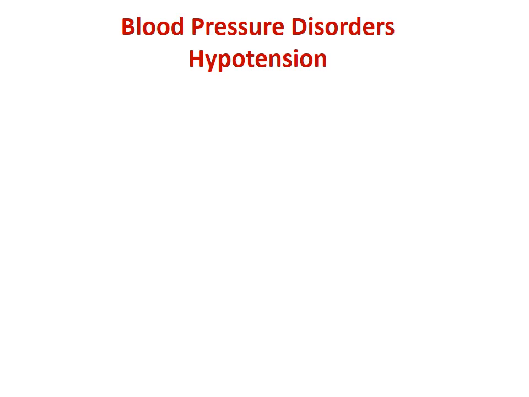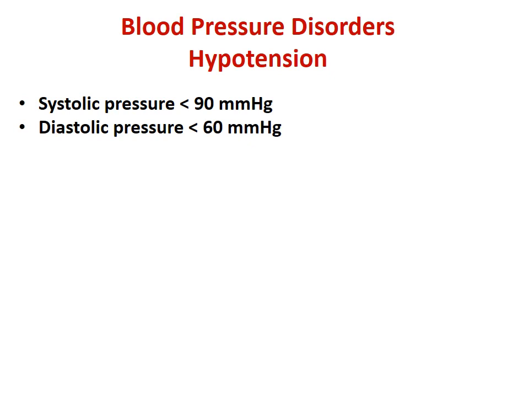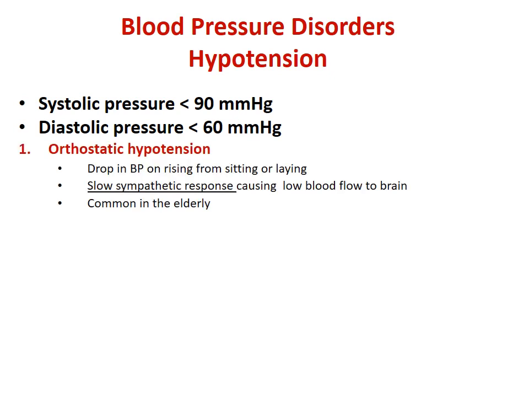Now we will see some of the disorders associated with blood pressure. Hypotension is a reduction of blood pressure below the normal range. When the systolic blood pressure is less than 90 millimeters of mercury, diastolic blood pressure is less than 60 millimeters of mercury, these categories are classified under hypotension or a low blood pressure.